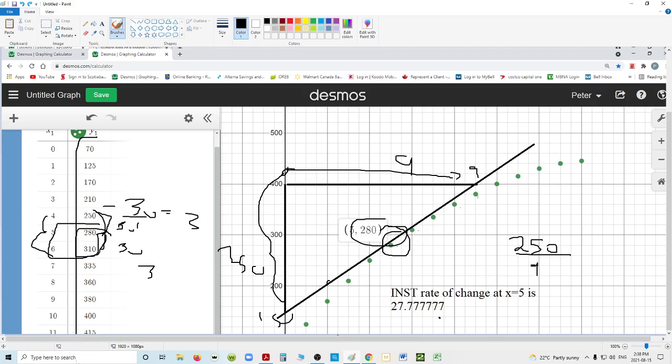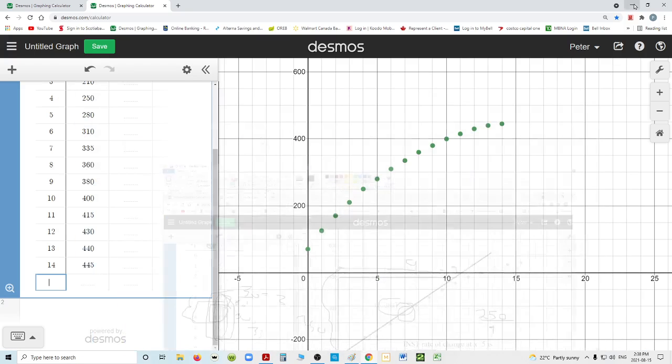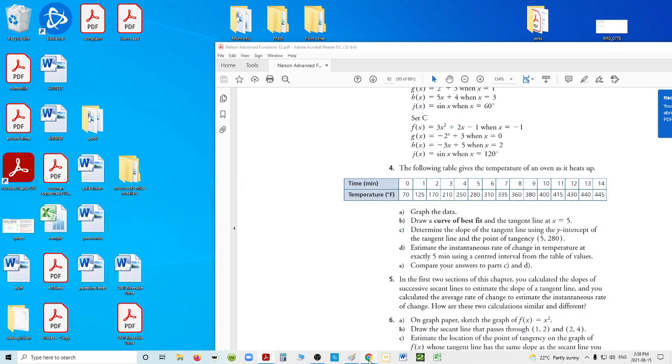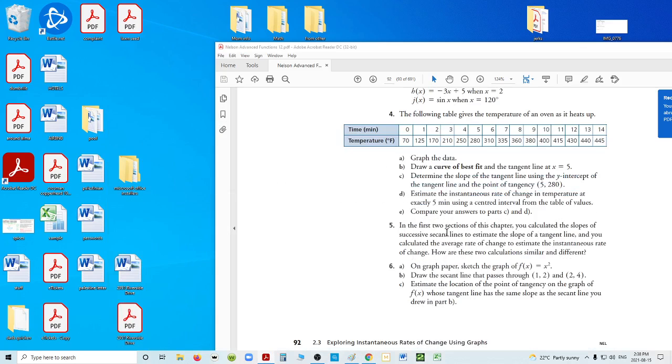You could also do the average rate of change for the whole thing, or take a couple more averages right around 5. But that's pretty good estimation that we've done. Yeah, estimate the instantaneous rate of change at exactly 5 minutes using a centered. Yeah, so that's taking on either side. That's taking from 4 to 6. So the change is 250 to 310, which is 60, and it went up 2 x values, so 60 divided by 2, 30 still. In the first 2 sections, and then compare your answers to part C and D.